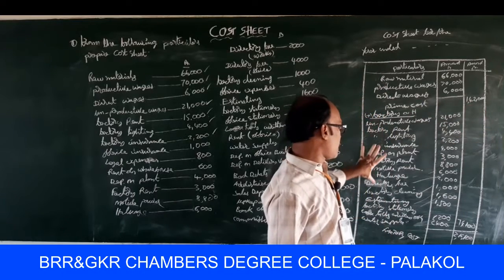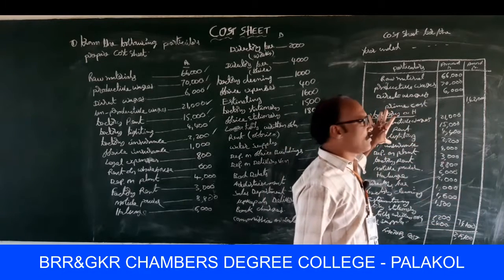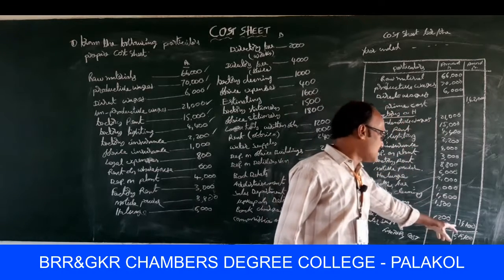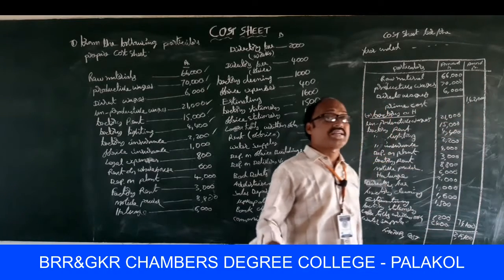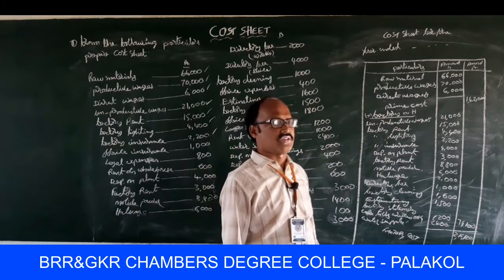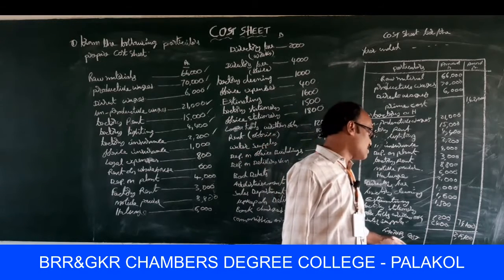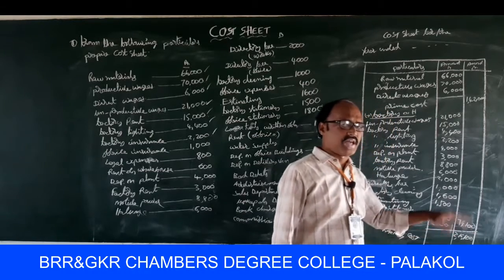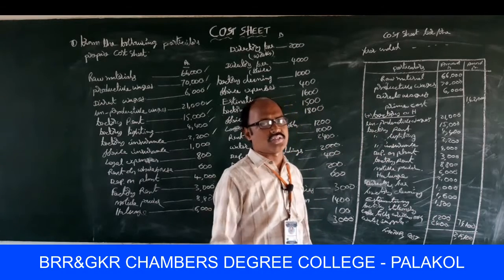Next, the total of factory overheads is equal to 74,100. Factory overheads is nothing but factory on cost. So the factory overheads added to the prime cost, then we find out the factory cost. The factory cost is nothing but works cost. The factory cost is equal to 2,16,400. Then next one, add office on cost or office overheads.